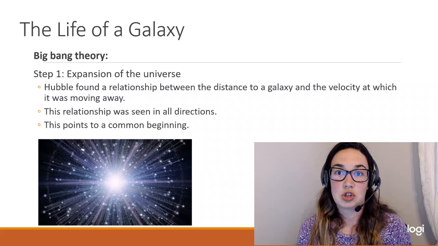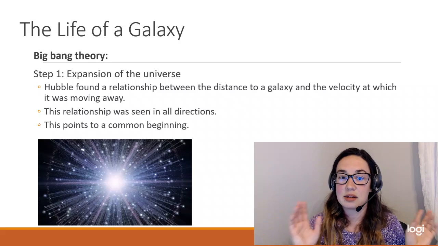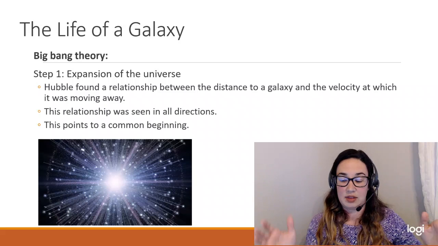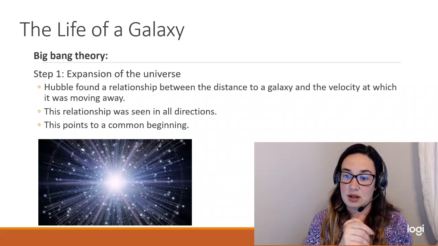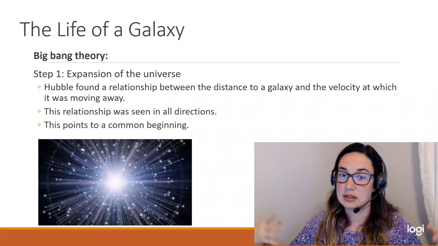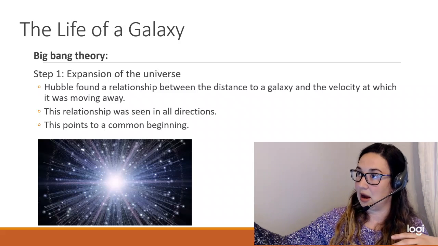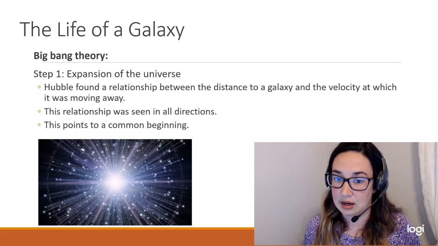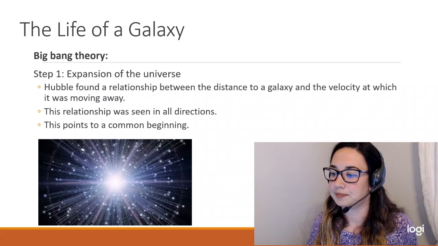And this relationship is seen in all directions. So no matter which galaxy or which direction you're looking at, this is following true for this particular thing. And this is basically pointing back to a common beginning. So everything started at a pinpoint, and now everything's moving away, right? And it's all moving at a certain velocity away based on how far away it is. And so you're looking at all of these relationships, and it can kind of point to a common starting point.